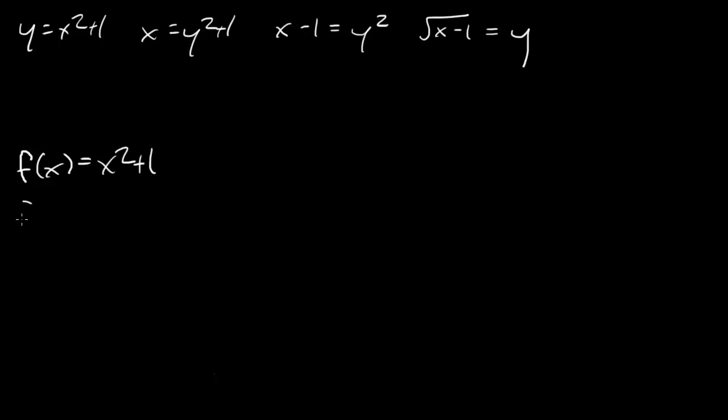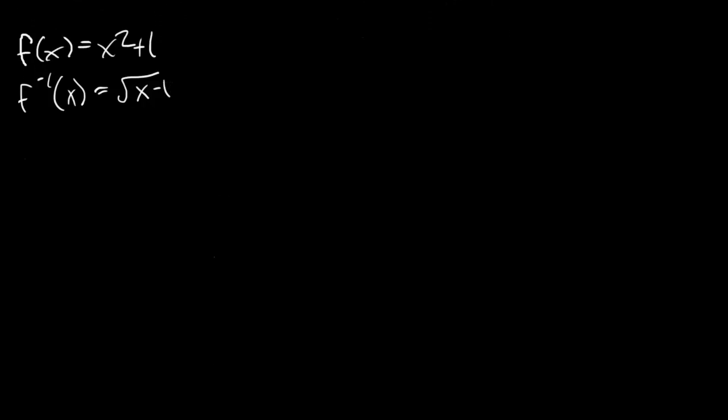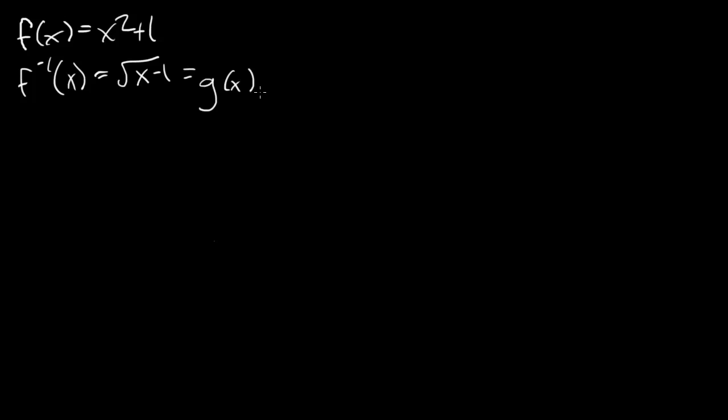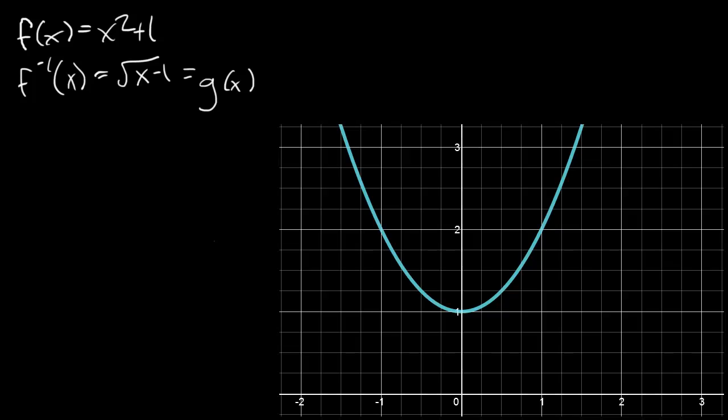So now we have f minus 1 of x, the inverse of f of x, equals the square root of x minus 1. For convenience, I'm going to write that also as g of x, because g of x is easier to write and easier to read than f minus 1 of x. Here's a graph of it. There we go. Familiar parabola. You've probably seen something like this many times before.